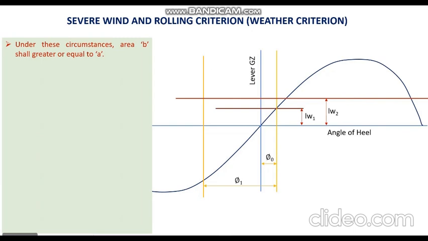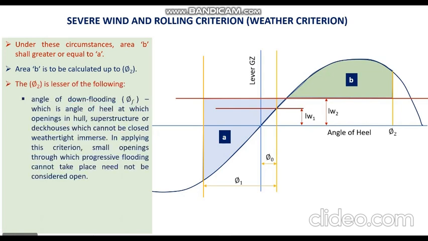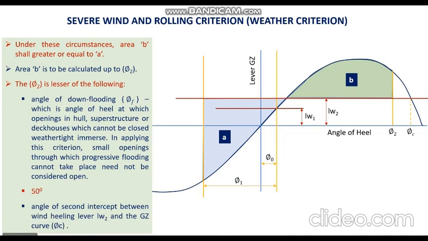What is area A? This is area A. What is area B? This is area B. Area B is calculated up to what angle? It is calculated up to angle phi 2. And what is phi 2? Phi 2 is the least of three values. One is the angle of down flooding, the other is 50 degrees, and the last is the second intercept of LW2 with the righting arm curve, that is phi C. Whichever is the least of the three defines the right boundary of area B. And that completes your explanation of the severe wind and rolling criteria, or the weather criteria.